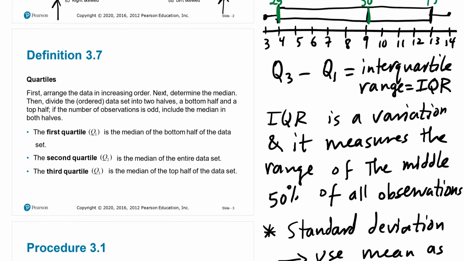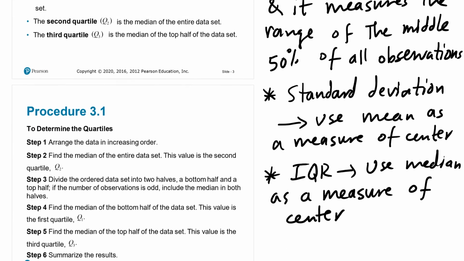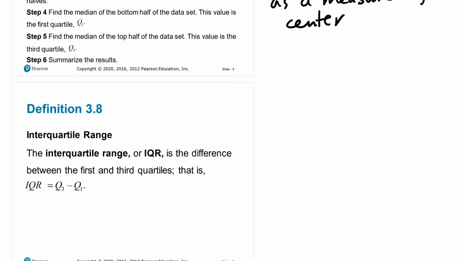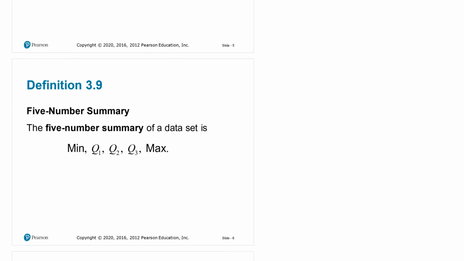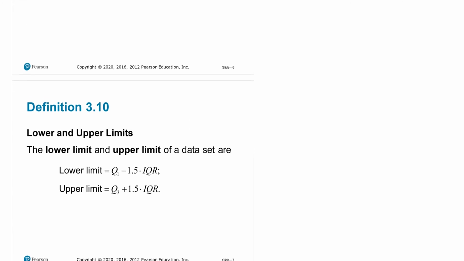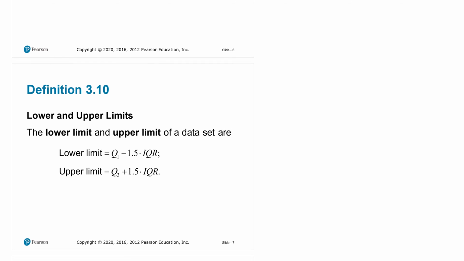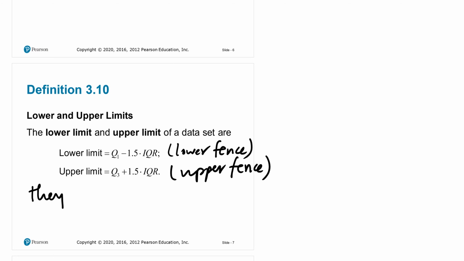Now, this is about quartiles, the one I mentioned earlier, and how you determine them. This is the IQR that we went over, and these are the 5-number summary that I just finished. Now, the last thing I need to talk about is the lower and upper limits. We call them the lower fence and upper fence. So what are the lower fence and upper fence? They help us to find any outliers.